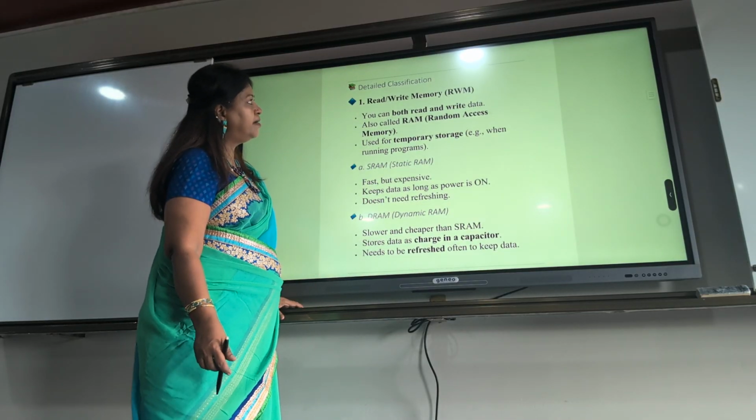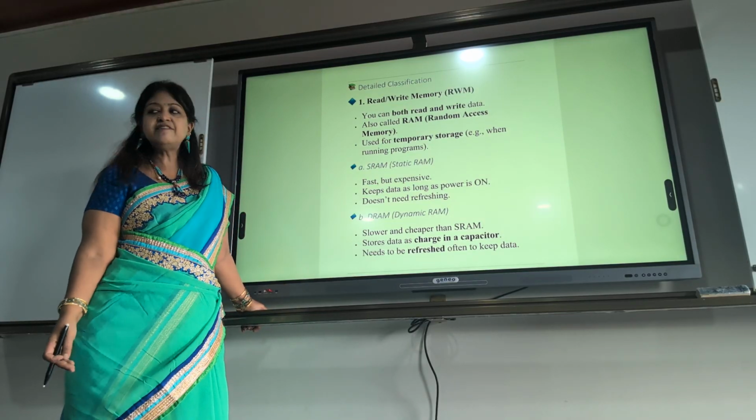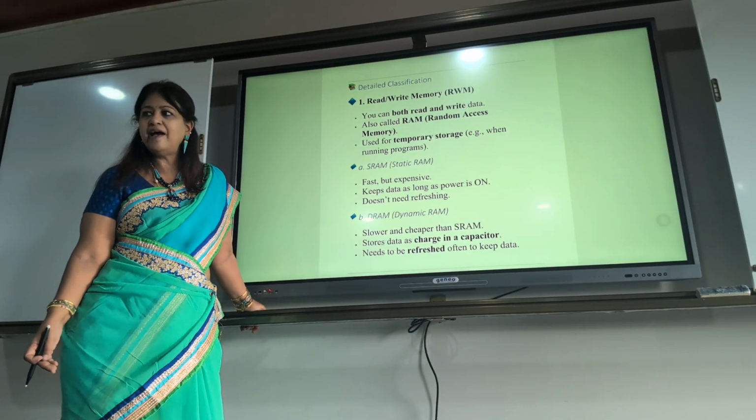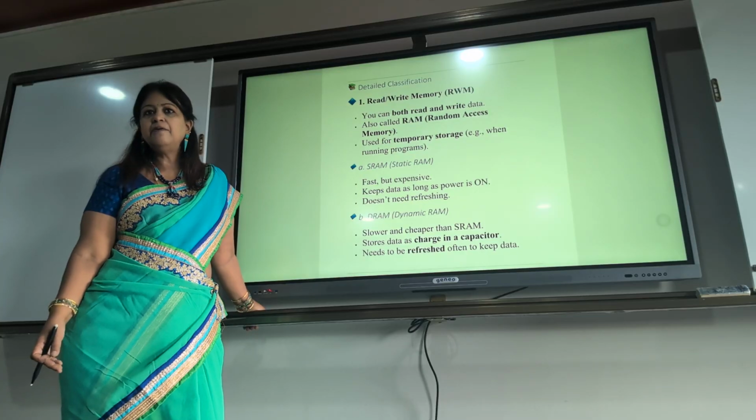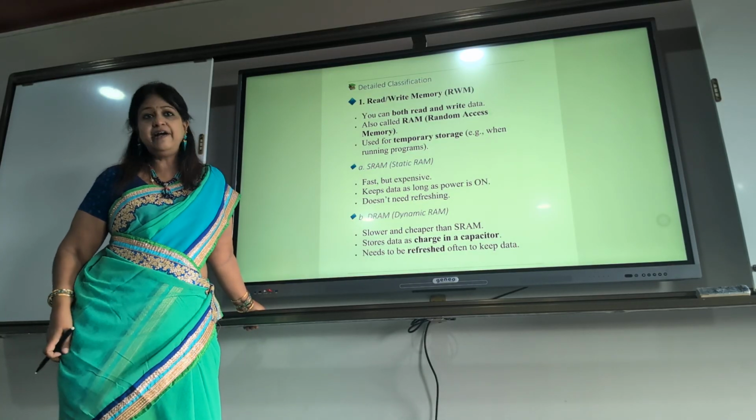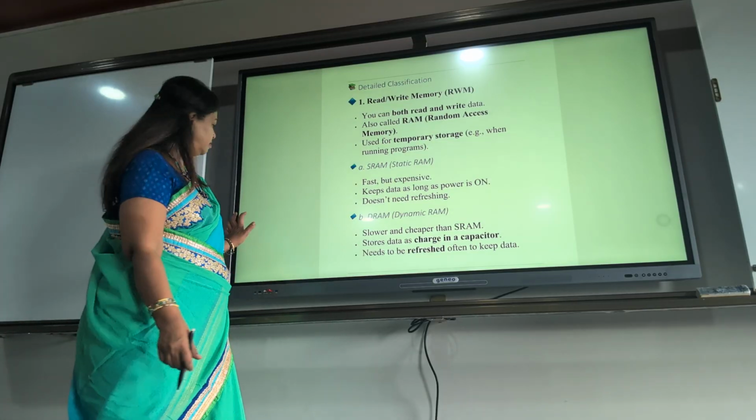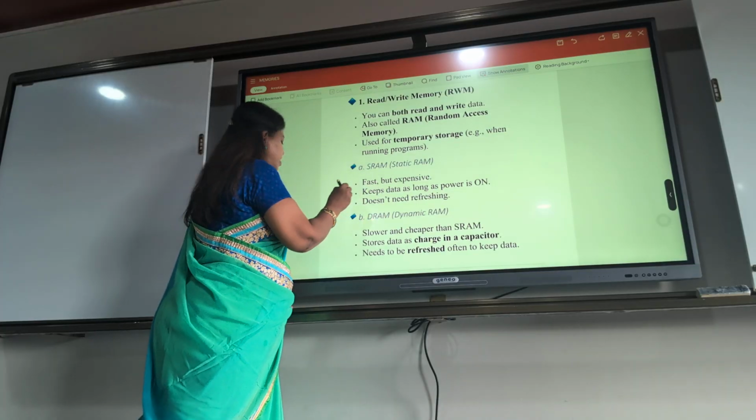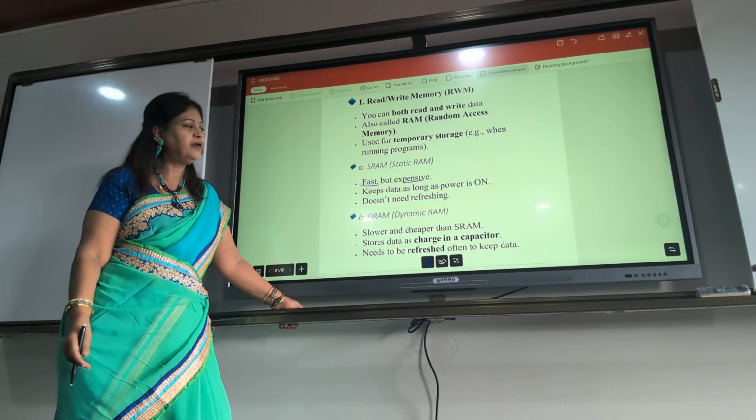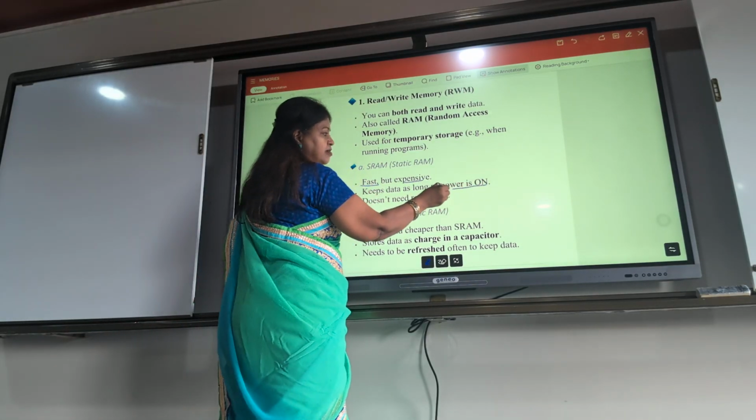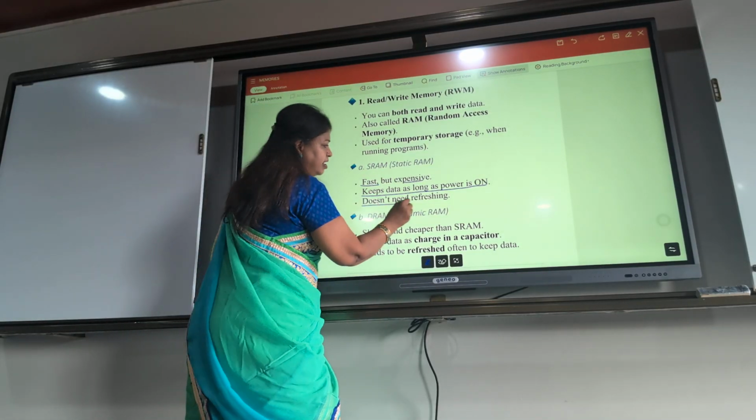Then read and write memory, RWM. You can both read and write it. It is also called RAM, random access memory, used for temporary storage when running programs. That means when power is there, you can read or write anything. Once the power goes off, it will go. Then static RAM: fast but expensive. So we have already seen whenever it is fast, definitely it will be costly. It keeps data as long as the power is on. That means this is volatile. It does not need any refreshing.